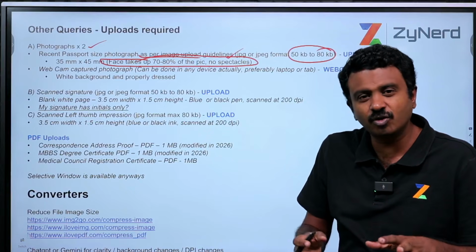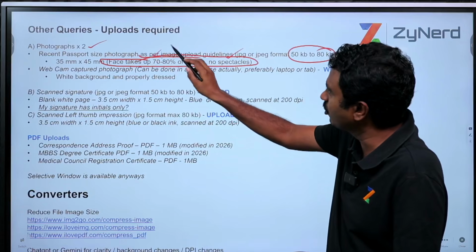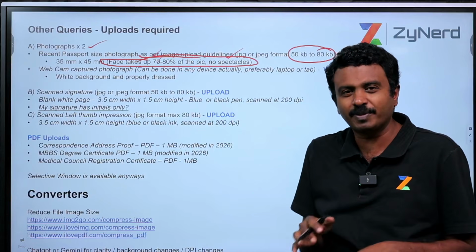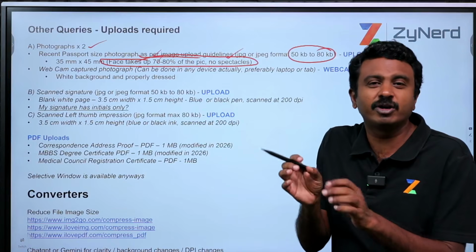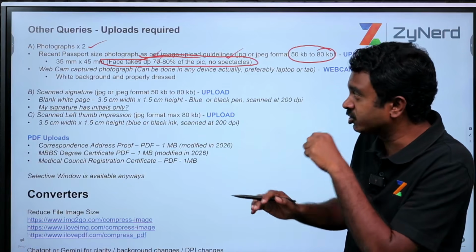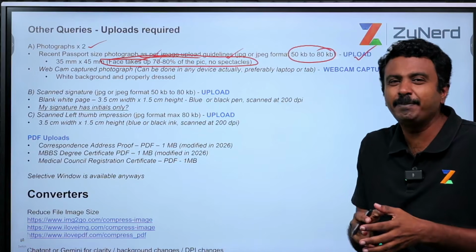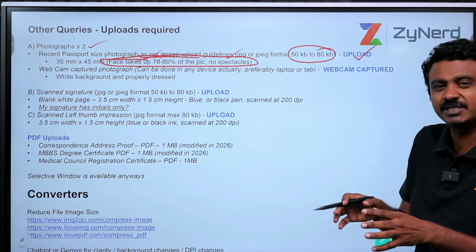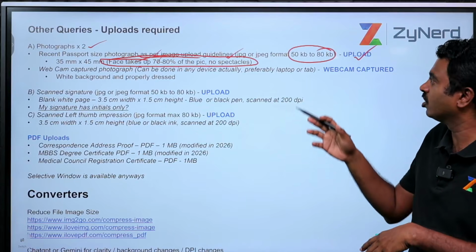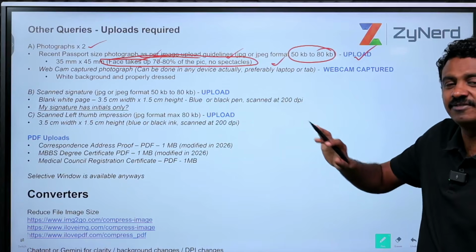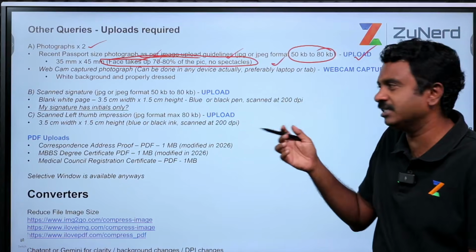We have seen that any photo, given with these parameters, whatever you copy paste into ChatGPT gives a proper image, and that when uploaded seems to be working. So just give this as a prompt: change this to 35 into 45 mm, 200 DPI picture with 72 to 80% of face and white background. All these, whatever they have requested, it gives you a pretty decent image. Try Gemini or ChatGPT, get it done.